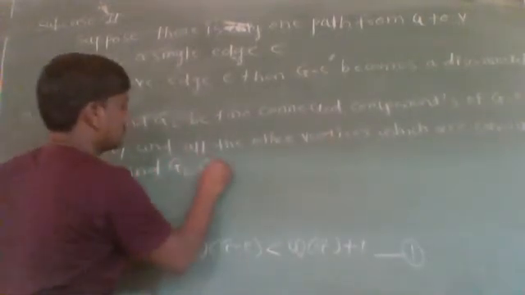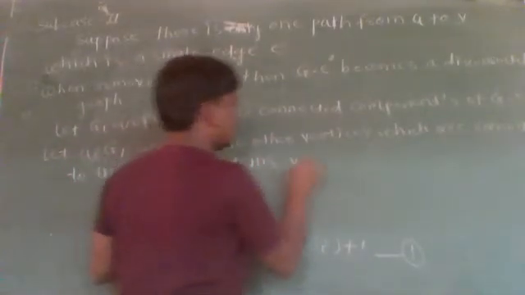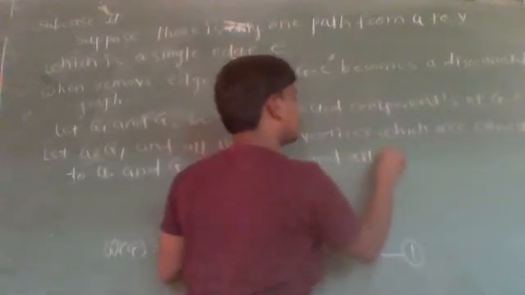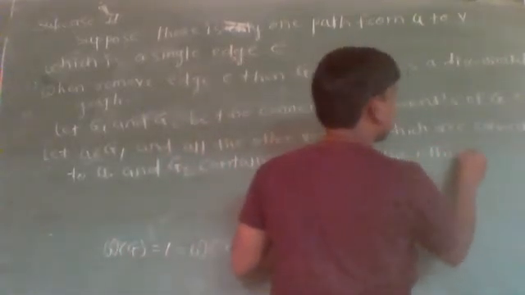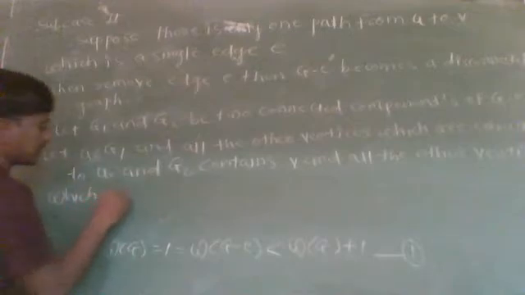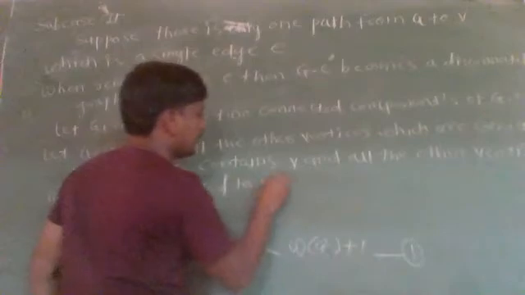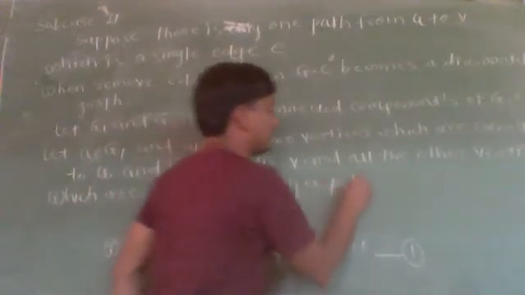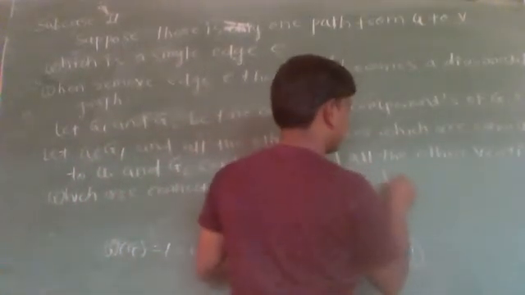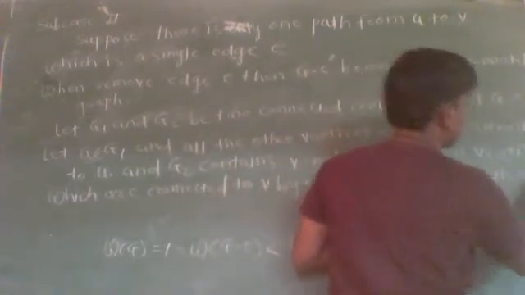and G2 contains vertex V and all the other vertices which are connected to V by a path, together with all the edges incident on those vertices.